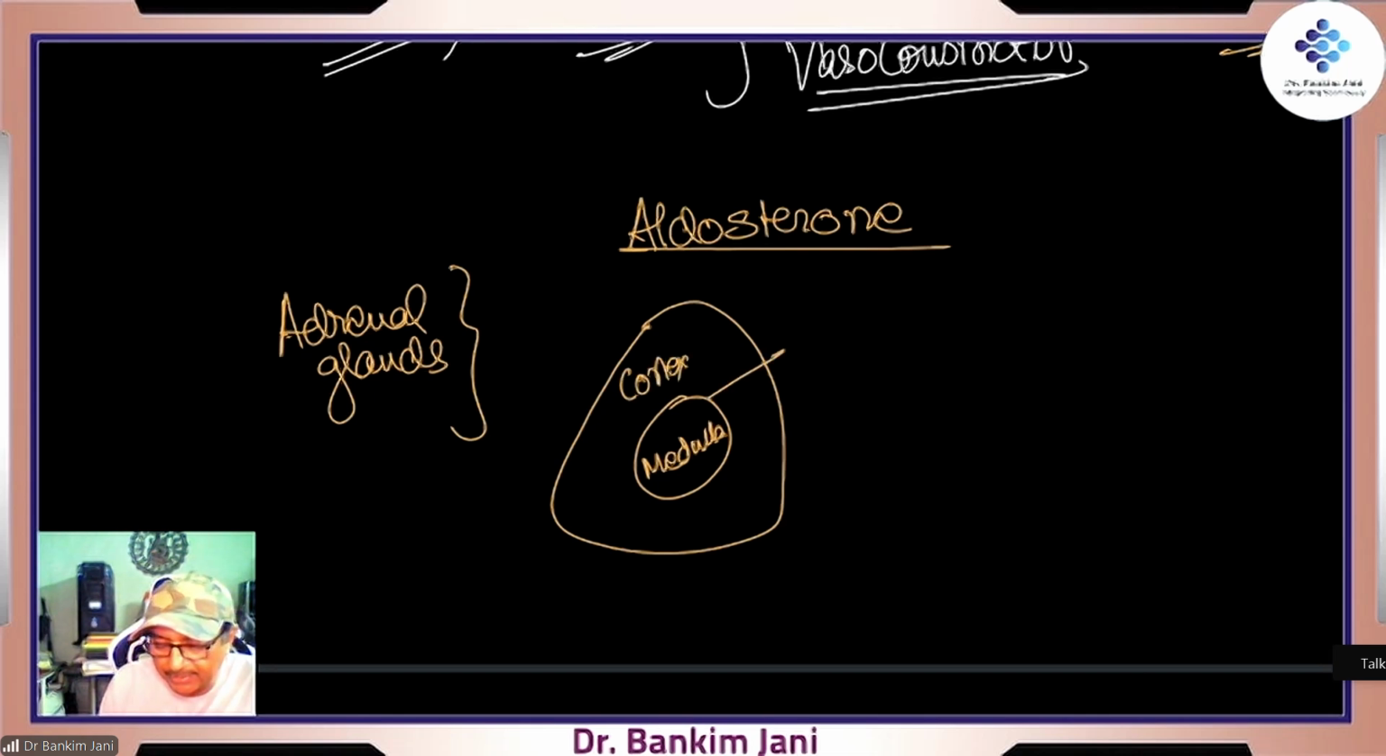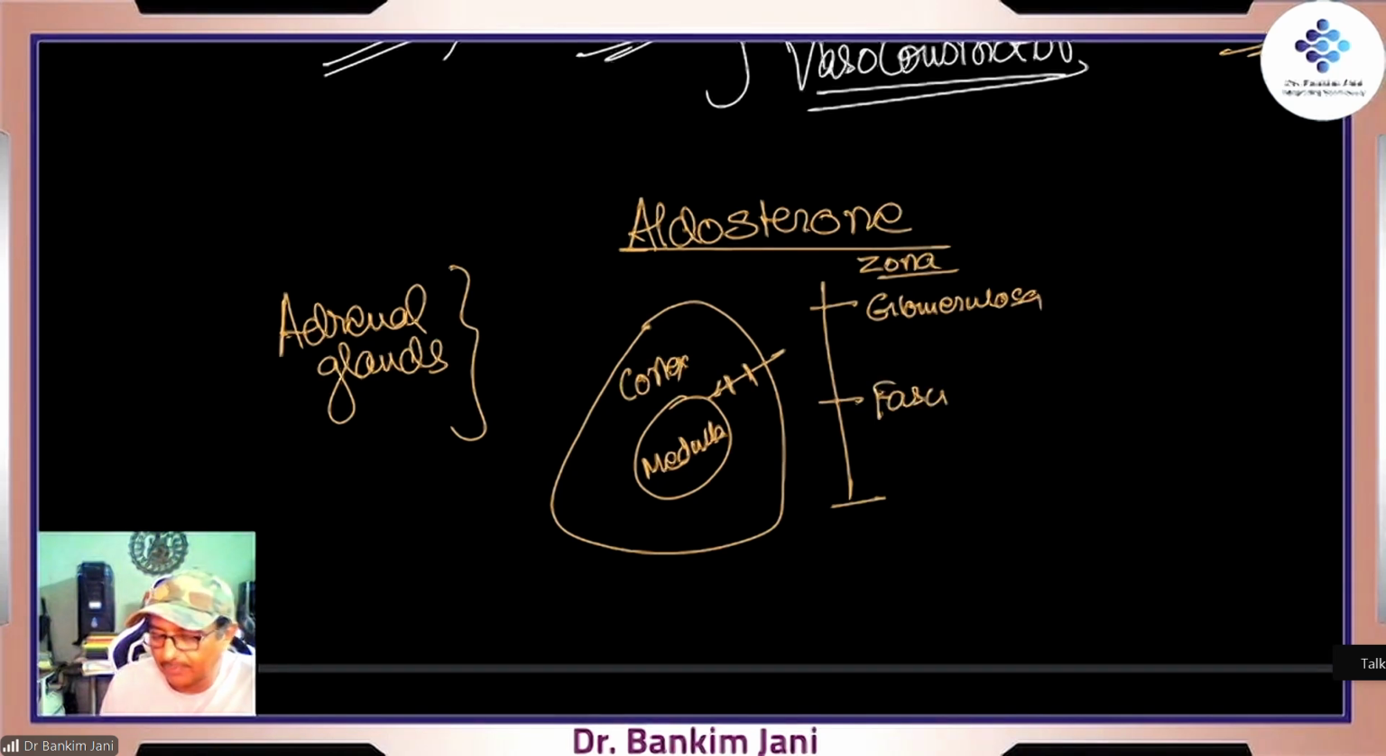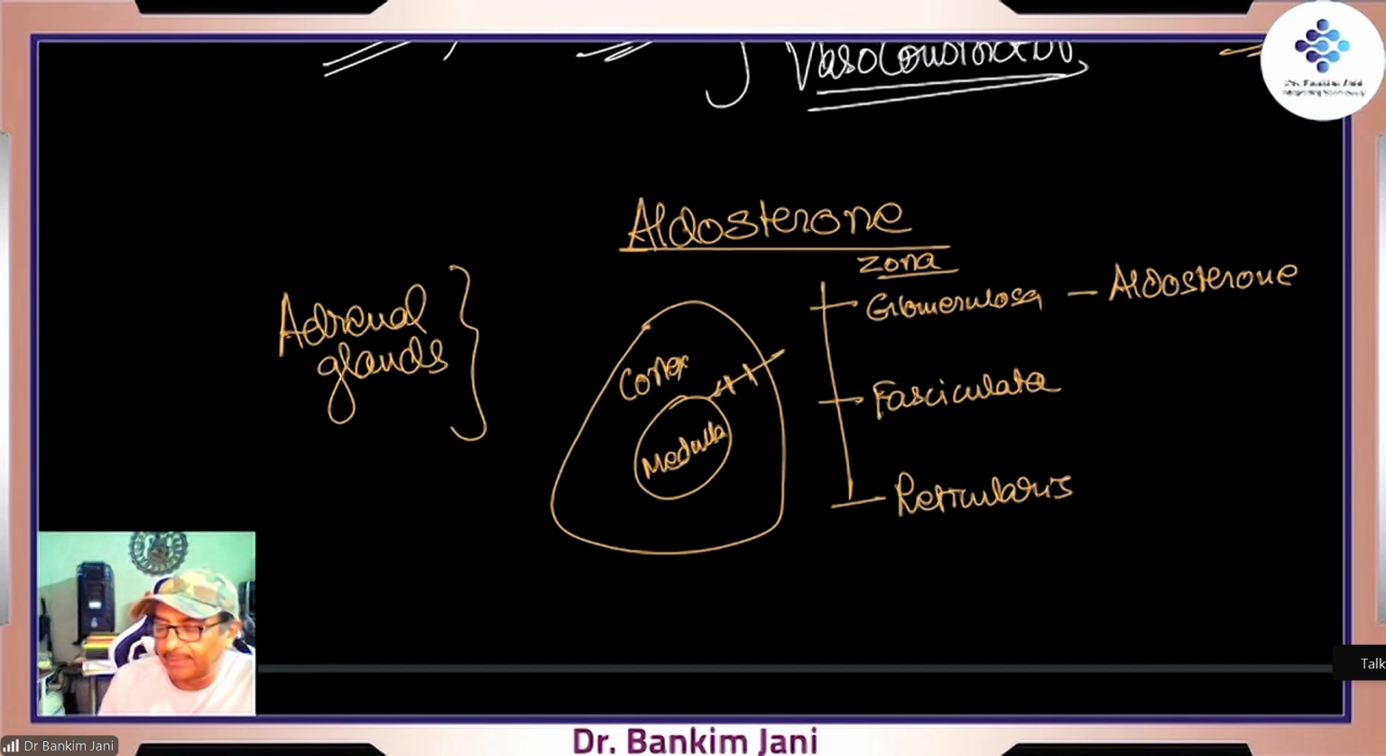If you take a section of this, we have got these three sections over here. These are called the zones or the zona: glomerulosa, fasciculata, and the reticularis. So over here, this is the aldosterone, and they are called the mineralocorticoids.